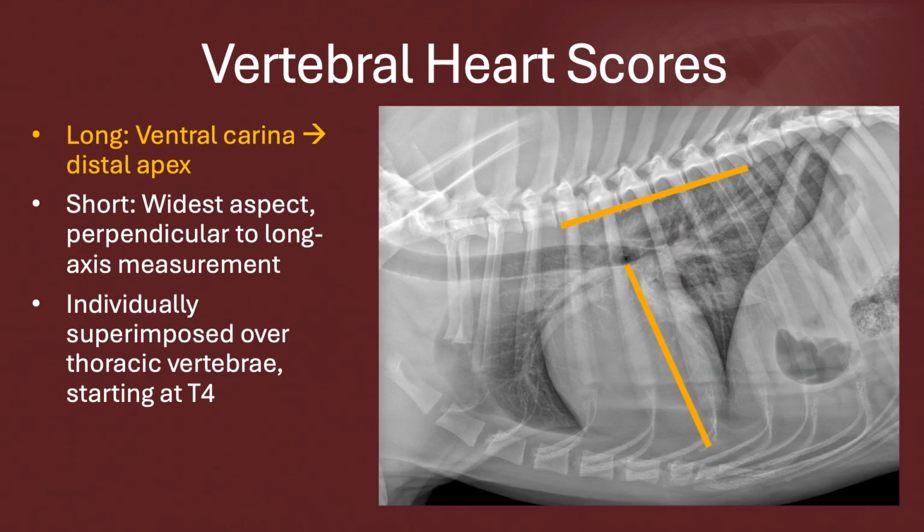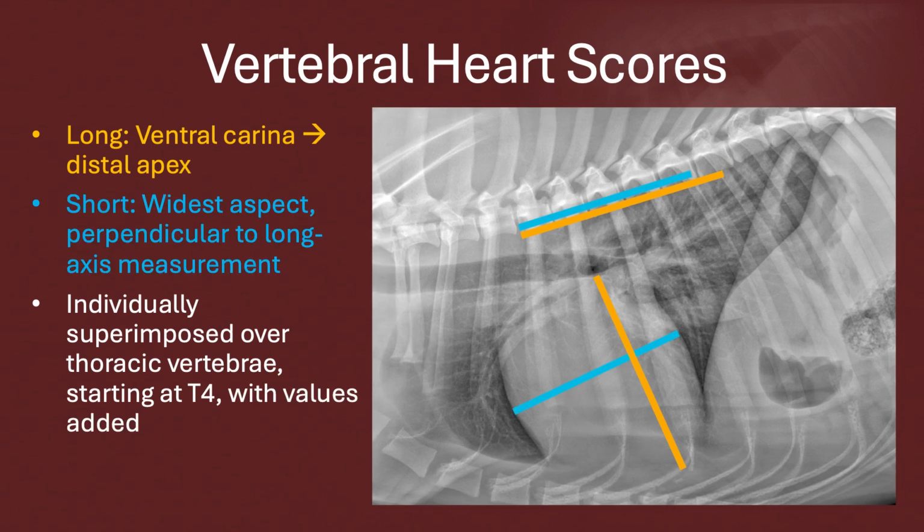Vertebral heart scores are another objective method for evaluation of canine and feline cardiac sizes. On lateral radiographs, this is performed by a long-axis measurement from the ventral border of the carina, which is where the trachea bifurcates, to the most distal point on the cardiac apex. An additional short-axis measurement is performed perpendicular to the long-axis measurement at the widest aspect of the cardiac silhouette.